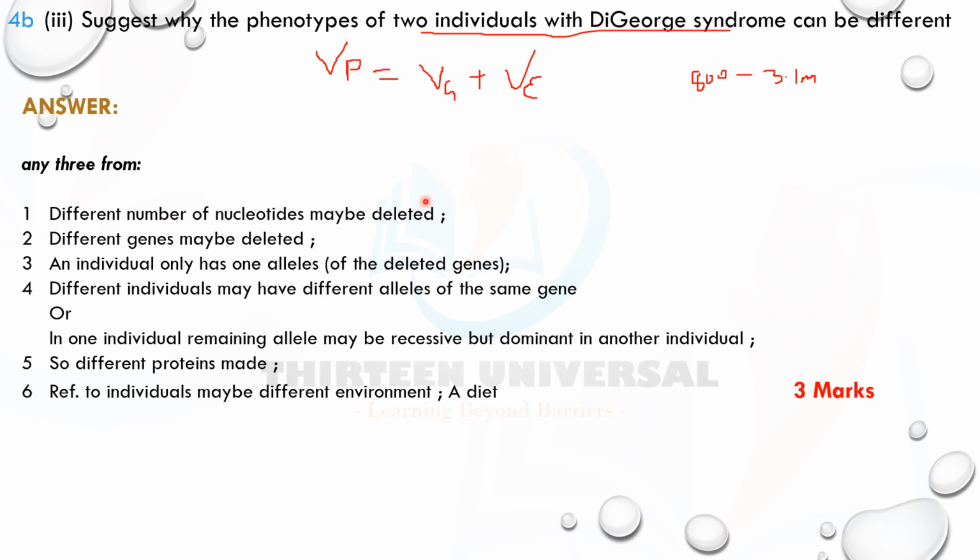Different number of nucleotides may be deleted. Yeah, we'll say that. Different genes may be deleted. Yes, because there's a range. An individual has only one of the deleted genes, so different individuals may have different alleles of the same gene, or in one individual the remaining allele may be recessive but the other one dominant. It can be recessive if the number deleted is less than 800,000. If it's high within this range, it's going to be dominant. So different proteins, because if different genes are deleted, different proteins will be made, because genes code for proteins. Reference to individuals. Maybe a different environment, like diet.